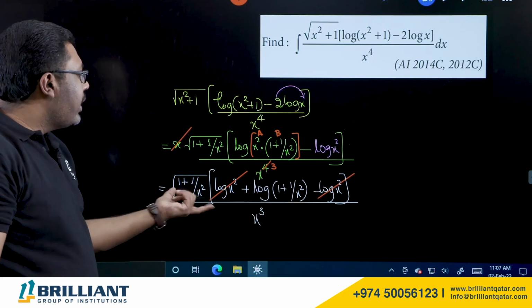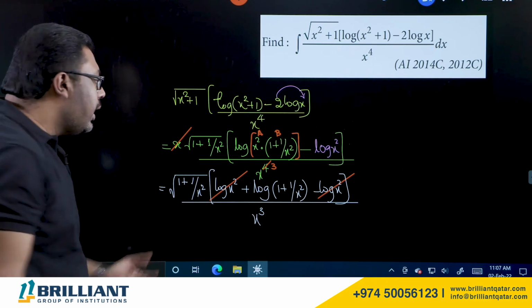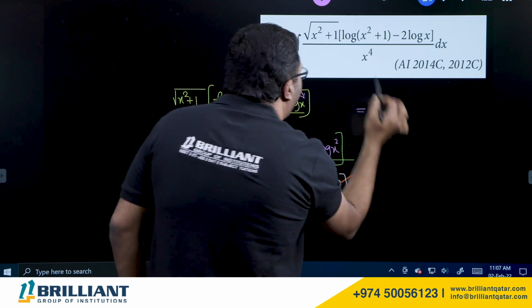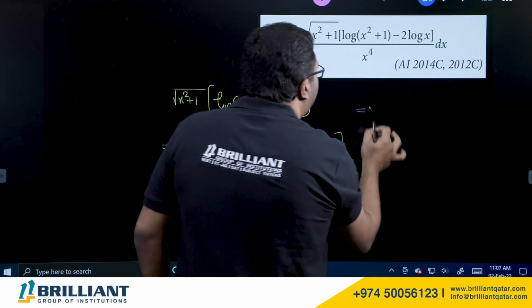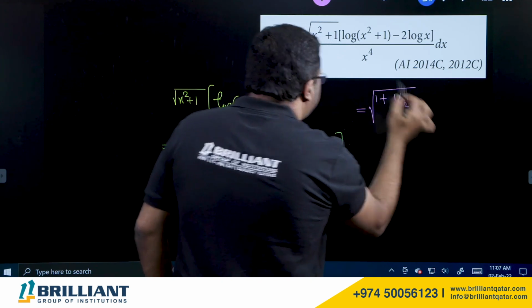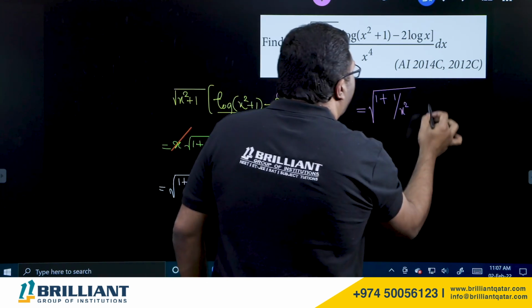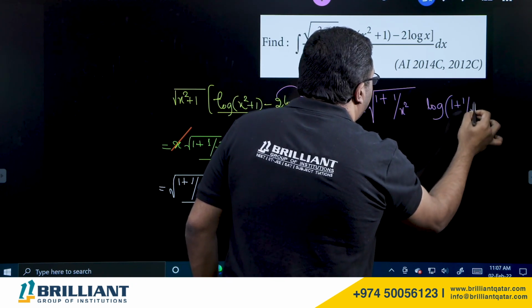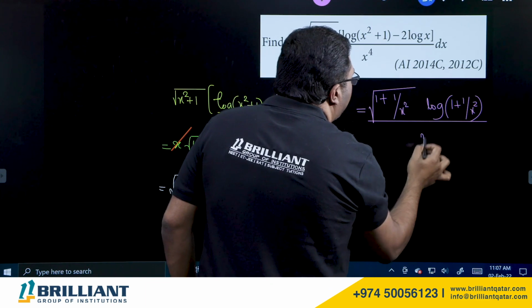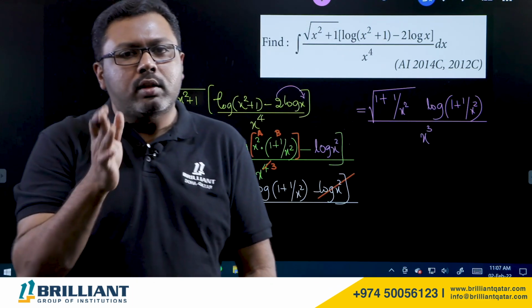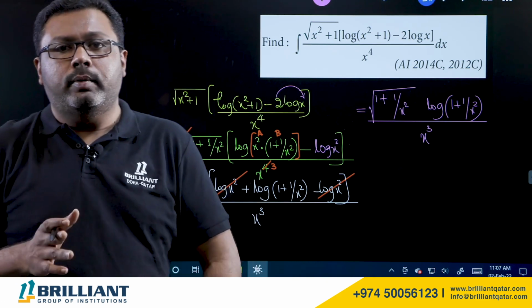Cancelled off. Now the expression is reducing. I believe everybody is understanding. The expression is now reducing. So the reduced expression is going to be what? The reduced expression is going to be root of 1 plus 1 by x squared into log of 1 plus 1 by x squared divided by x cube. I think at least some of you would have understood my intention.